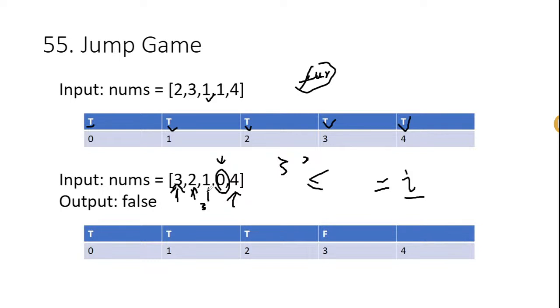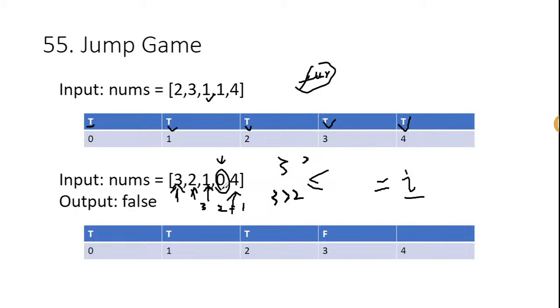And then we go to here. This one is index 2 plus jump 1. It means it is 3. The furthest is 3. 3 is more than 2. It means we can jump. If it is more than the index, it means we can jump at this position.